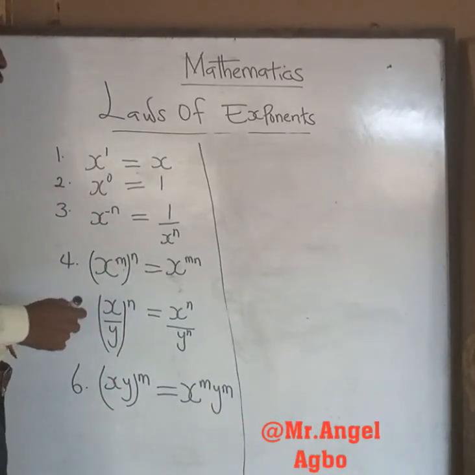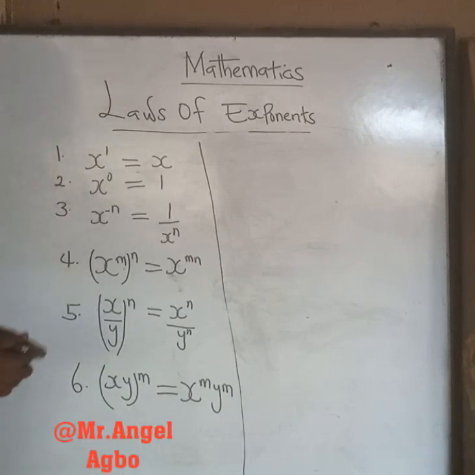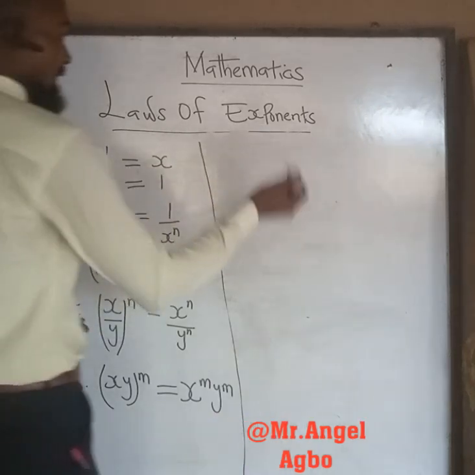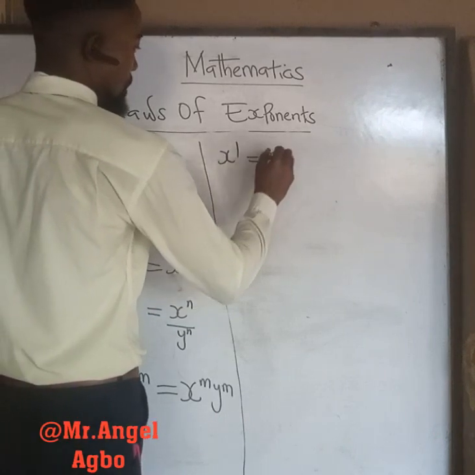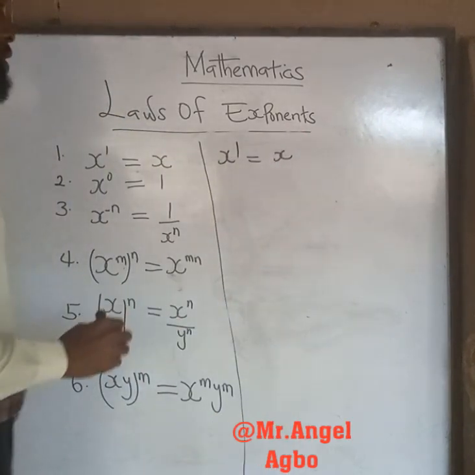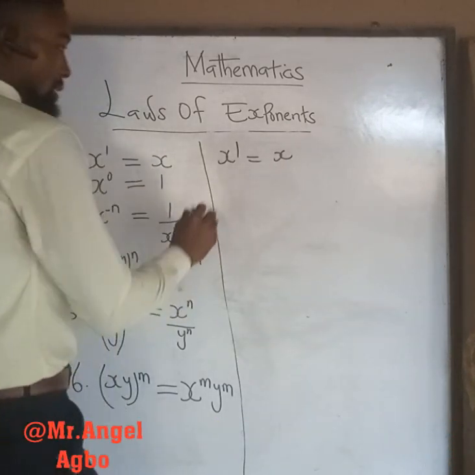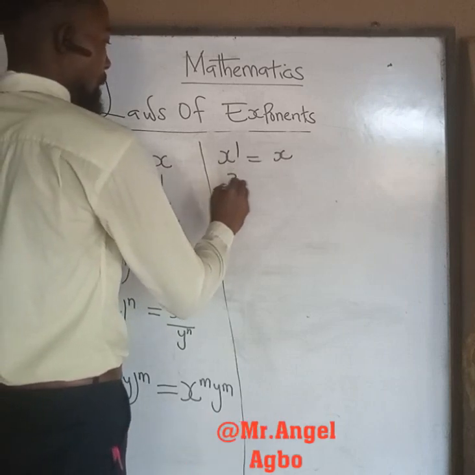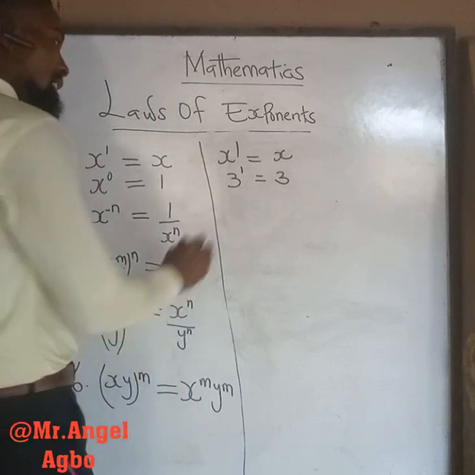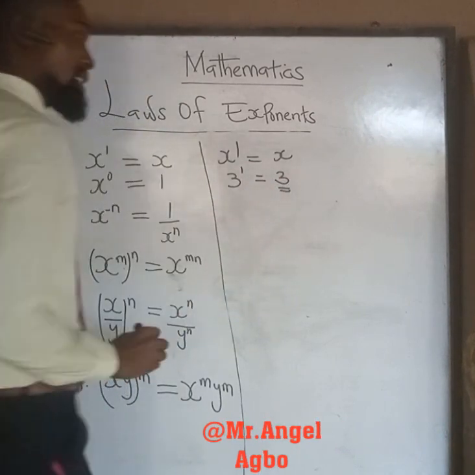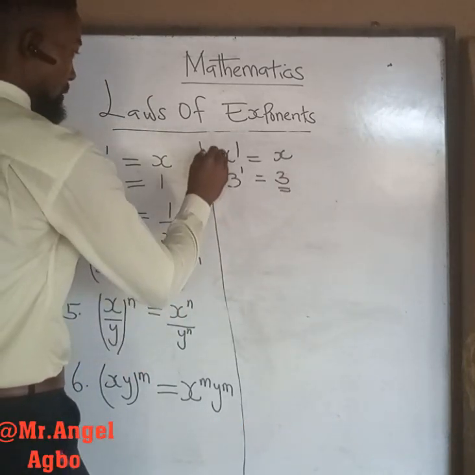The first law says, the laws of what? Of power. Anything raised to the power of 1 is equal to what? That same figure. x raised to the power of 1 is equal to x. I want to use a figure or number. Let's say 3 raised to the power of 1 is equal to what? 3, because 3 times 1 is 3. That is what it means. You are seeing 3 here, you are seeing 3 here, it's the same thing. That is number 1, right?